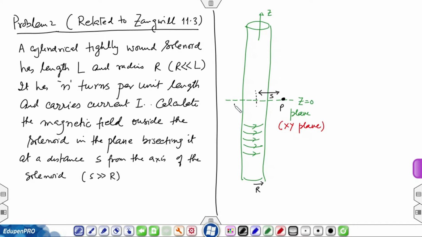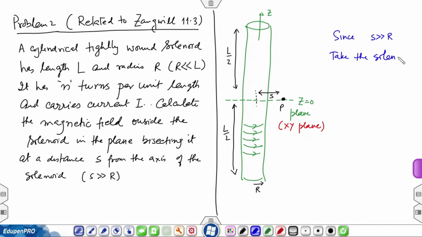So, lower side is L by 2, the upper side is also L by 2. So, this is the calculation that I want to do. Since it is given that s is much greater than r, I can take the solenoid turns to be forming a dipole.